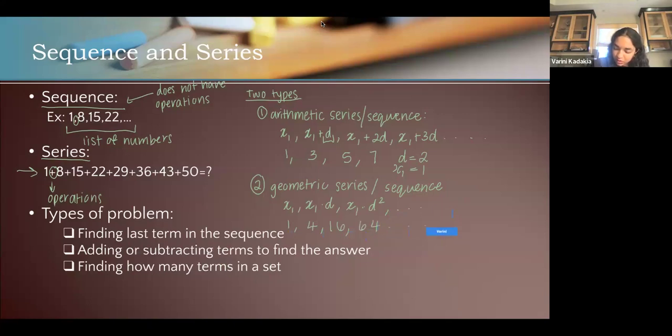So here, the common ratio would be 4, and the first term would be 1. You can see that this would be 1, and then 1 times 4, and then 1 times 4 squared, and then 1 times 4 cubed, and so on. Does that make more sense?